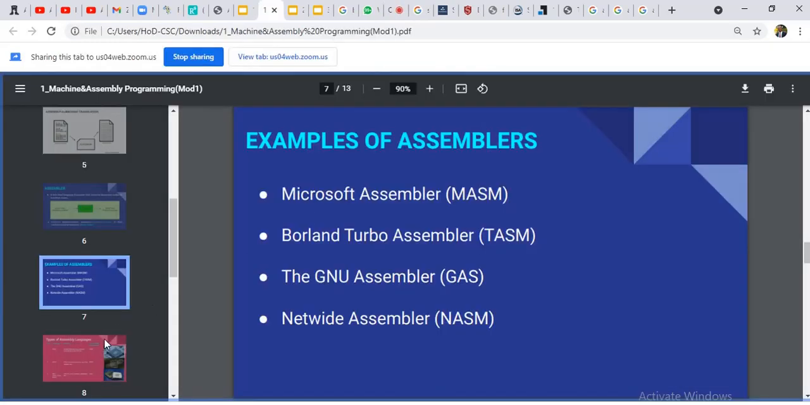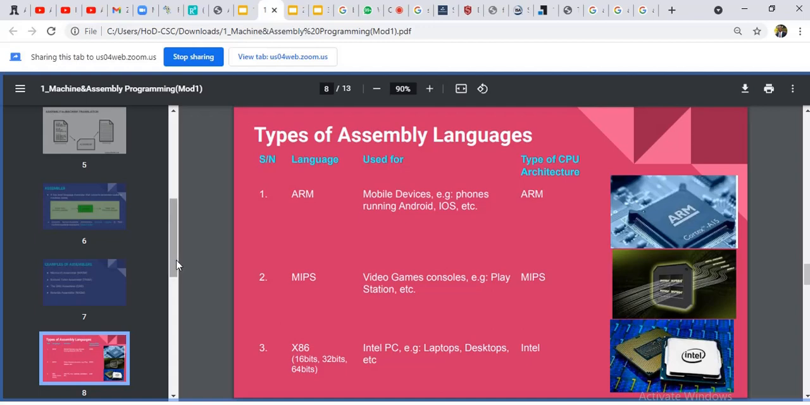Okay, so we continue, right? Yes, sir. Okay, so these are some of the types of assembly languages. Can you still see my screen? Yes, sir. So we have the ARM. The hardware of your phone was developed using ARM assembly language. So phones running Android, iOS, all those mobile devices, the major assembly language type used in building them, in writing those programs, was what? ARM.